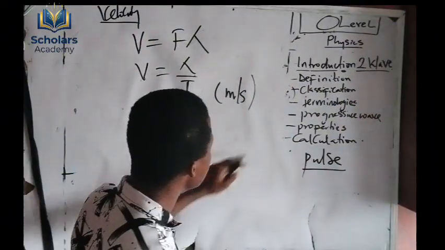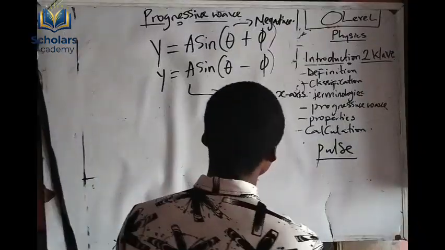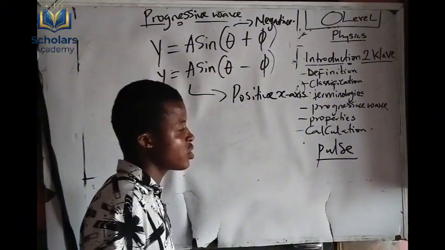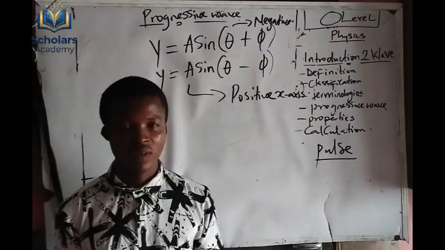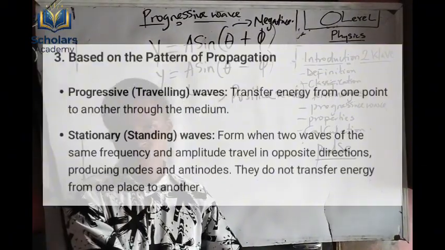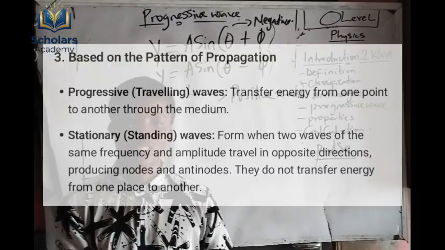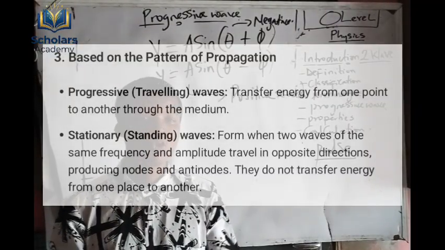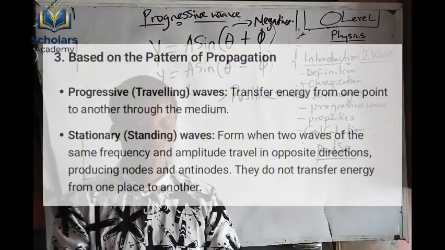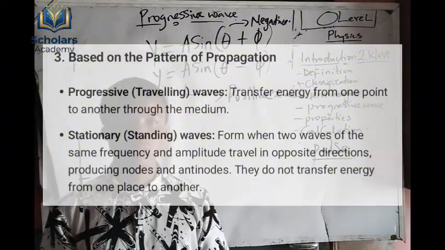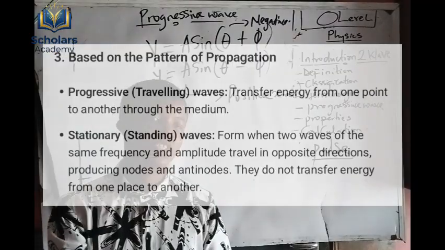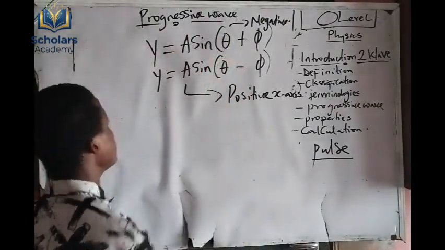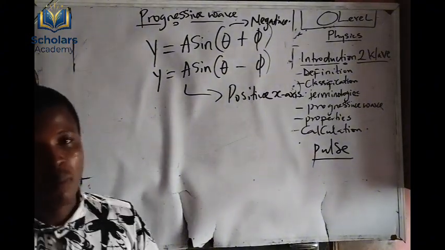Next, we'll be moving to progressive waves. We have talked about classification. We have another classification of waves, which classifies waves into progressive or traveling waves, and standing or stationary waves. Standing or stationary waves are waves that do not move, but they transfer energy within. But progressive or traveling waves move from one point to another.